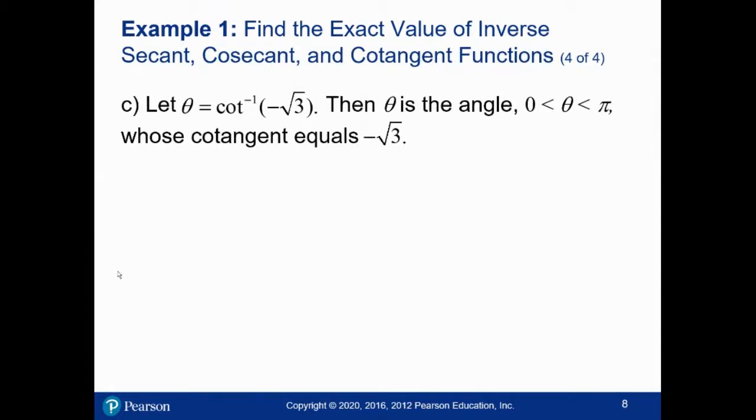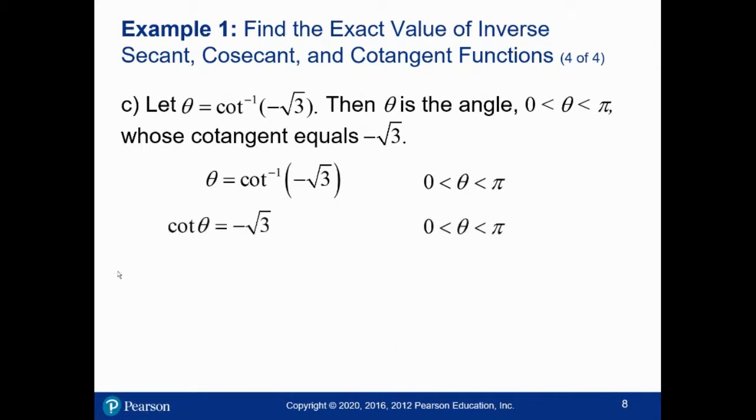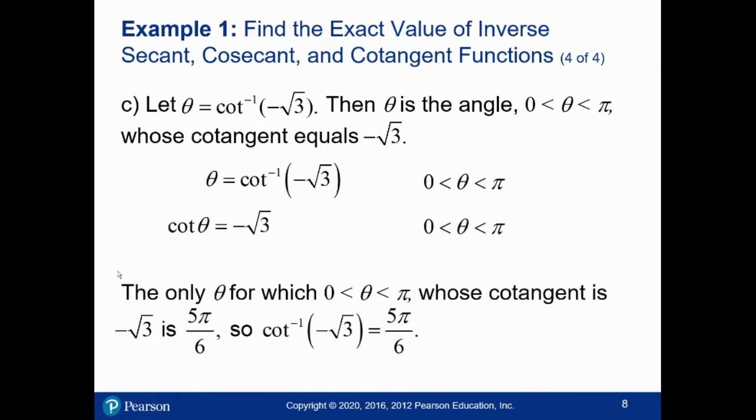So we want an angle whose cotangent is -√3, but specifically an angle in quadrants 1 or 2. So if we want the cotangent to be -√3, the only angle that accomplishes that, just looking at our standard reference, is 5 pi over 6. So the arc cotangent of -√3 is 5 pi over 6.